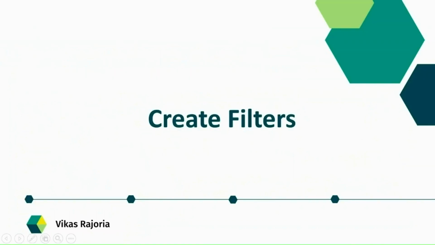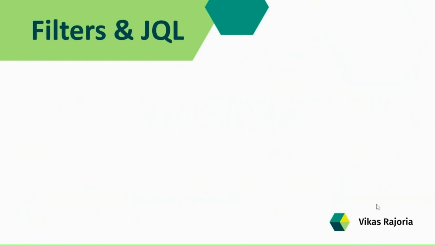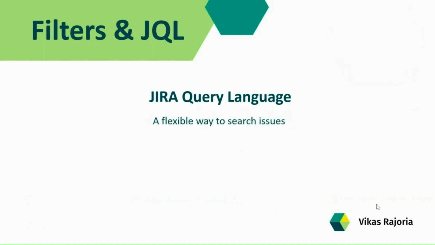So now, with the help of JQL, we can find a list of issues. Basically, JQL stands for Jira Query Language. JQL is the most powerful and flexible way to search for issues in Jira. With the help of JQL, we can find a list of open issues, closed issues, and future issues. So let's go ahead and create a filter in order to make more gadgets on the Jira dashboard.